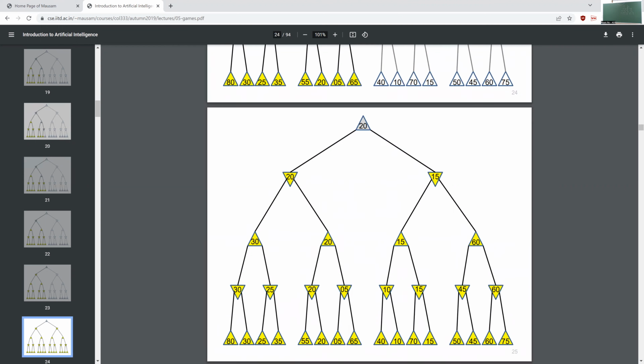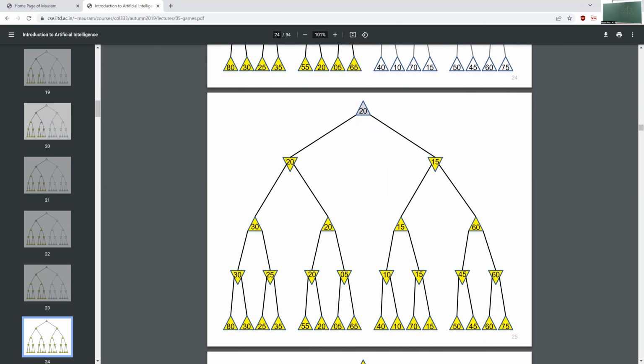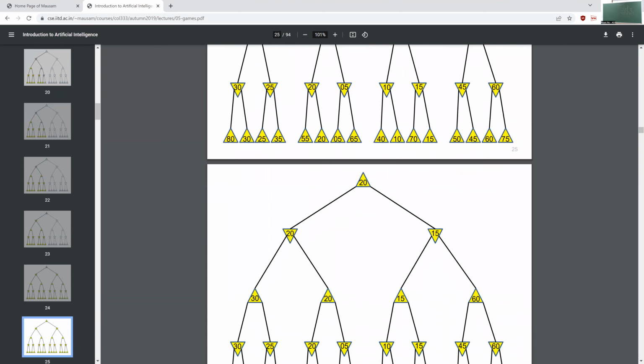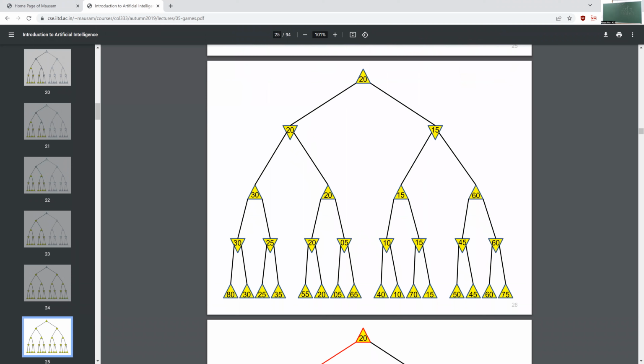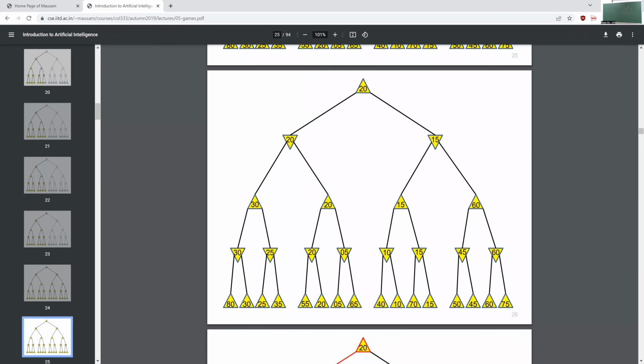So at the root, the minimax value of the root becomes the max of 20 and 15, which is 20. Now this is your full minimax tree computation after completion of the algorithm. Now once you have this tree, you get a winning strategy also.